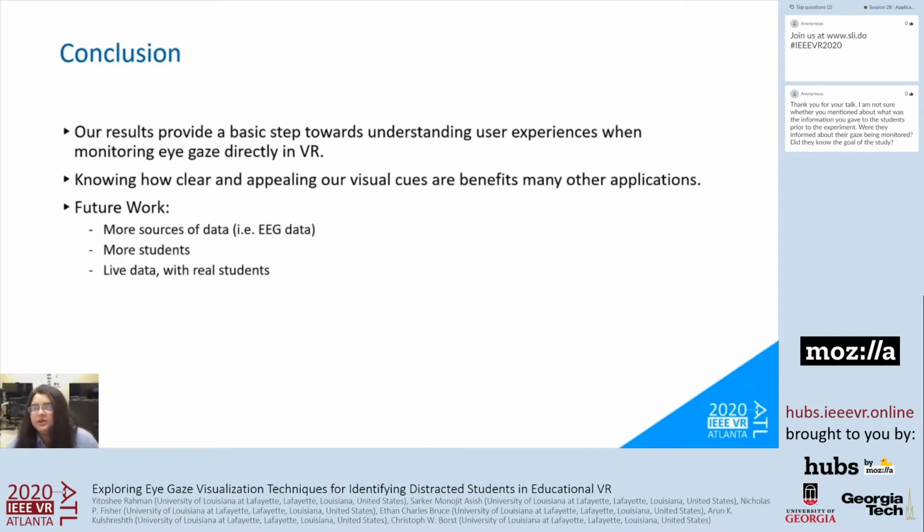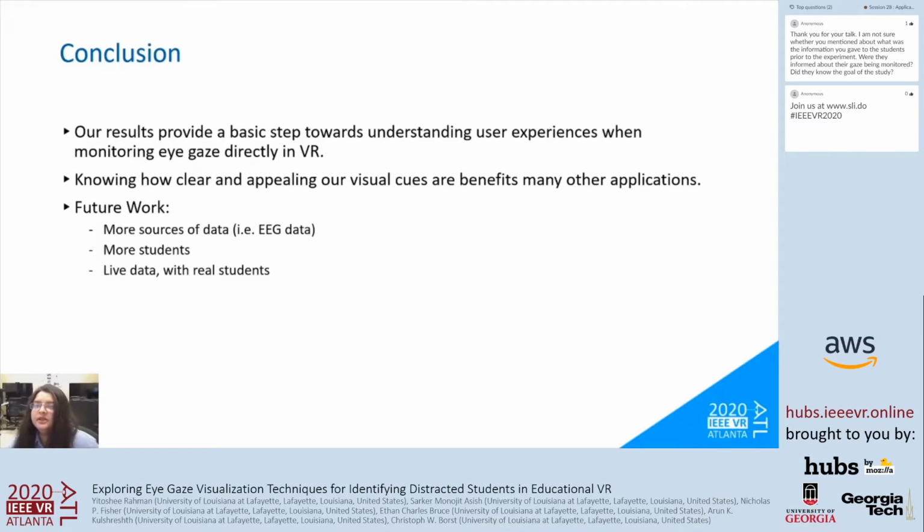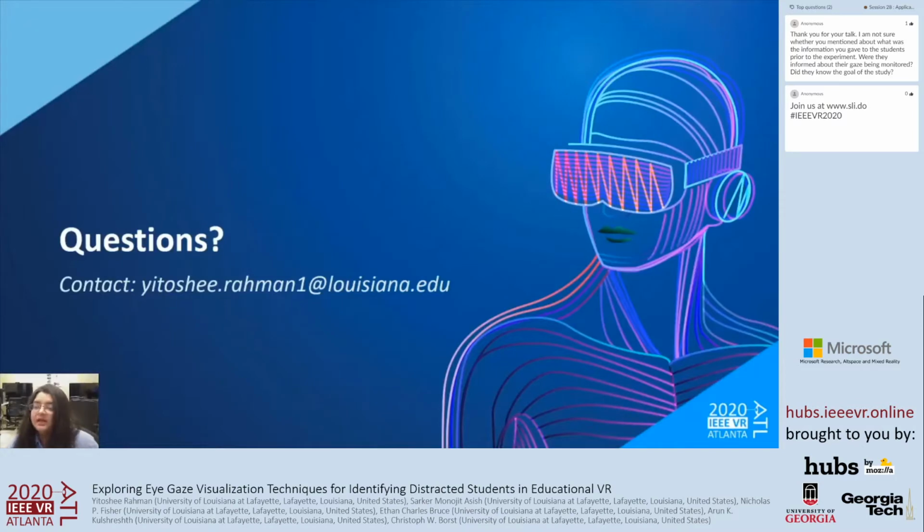For future work, we would like to include more sensing data such as heart rate, skin conductance, EEG, etc. as part of our student distraction detection system. We would also like to explore how these techniques behave as the number of students increases. We used recorded gaze data of students for this experiment. In the future, we believe it would also be interesting to see the performance of these techniques with live data in a networked VR application.